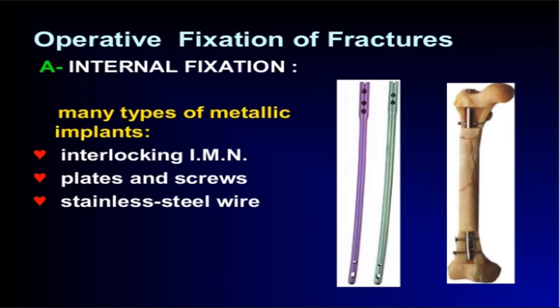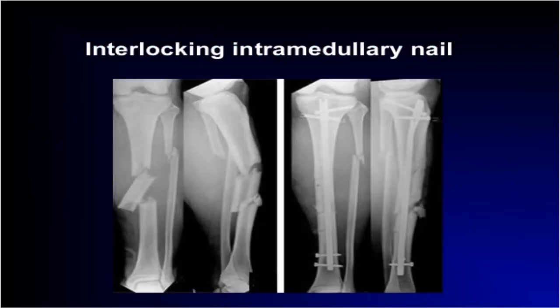Then operative fixation. This is an example of an interlocking nail. An interlocking nail is one where you ream the intramedullary cavity and then you put titanium screws to lock the bone and the metal rod in place. These are interlocking intramedullary nails. Then you have seen plates and screws, and stainless steel wire can sometimes also be used.